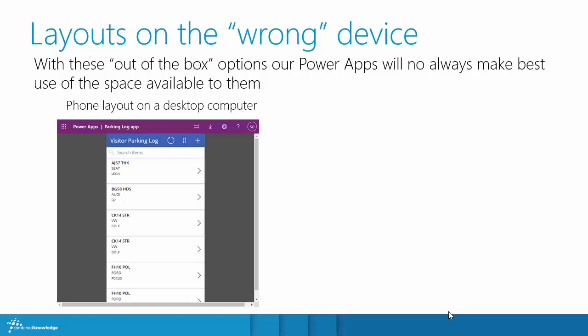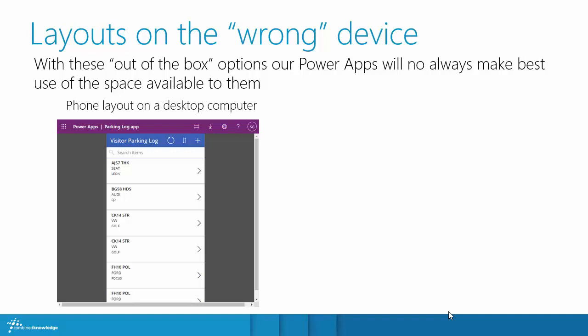If I use it on Microsoft Teams or embedded on a SharePoint site, again I'm going to see this kind of layout on my screen. Now, it doesn't mean I can't use the app. In fact, the app works in exactly the same way as it does on my mobile device. It just doesn't make best use of the screen. So there's lots of, in this case, excessive scrolling.